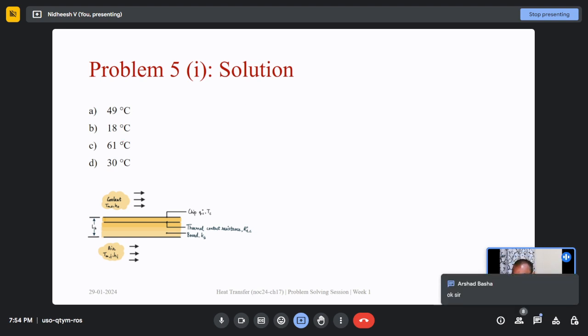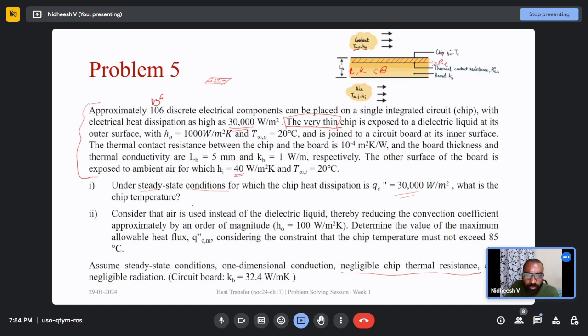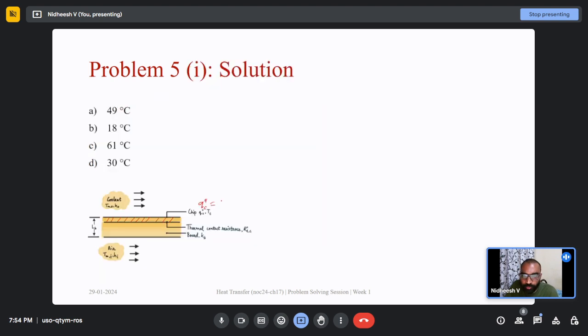The question just says this. This is a chip that is here. I am marking it here. The shaded area is a chip, and it is generating some heat. Heat flux Q double dash chip equal to 30,000 watt per meter square.